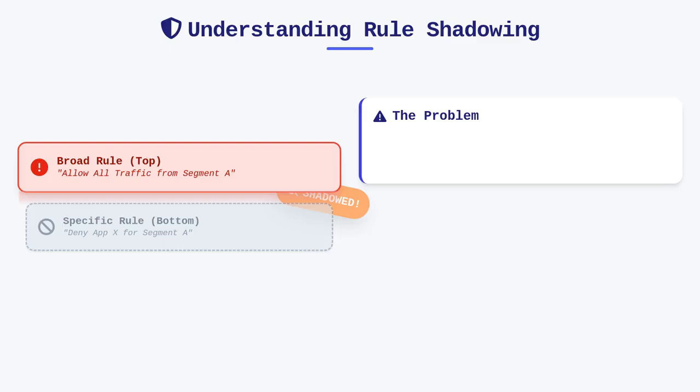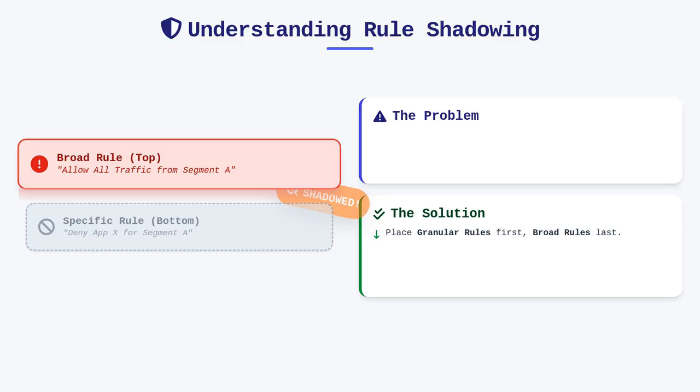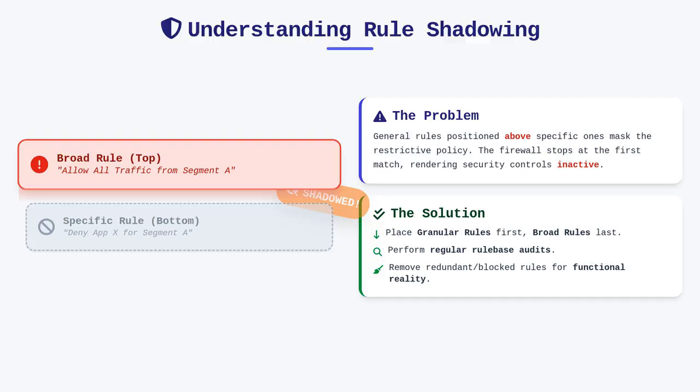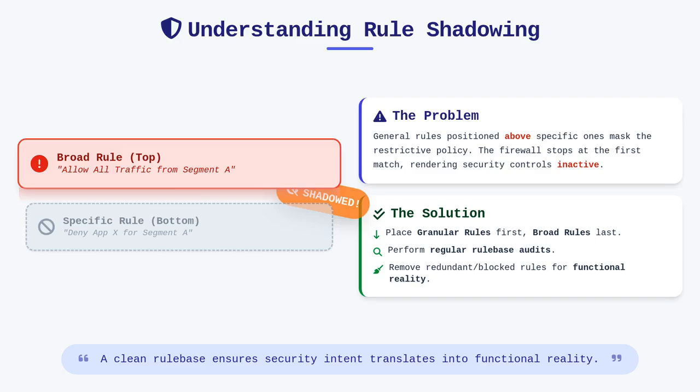Detecting shadowing requires a disciplined approach to your firewall's rule-based audit, ensuring that broader policies always reside below more granular ones. You should perform regular reviews to identify these redundant or blocked rules, as they effectively render your security controls inactive. A clean rule base is not just about aesthetics. It is about guaranteeing that your security intent translates directly into functional reality.